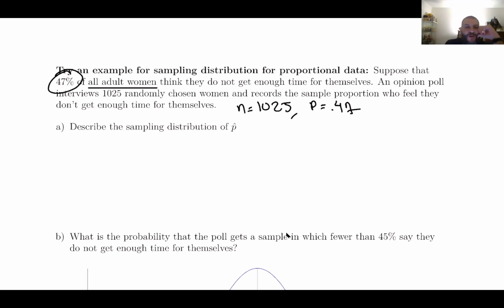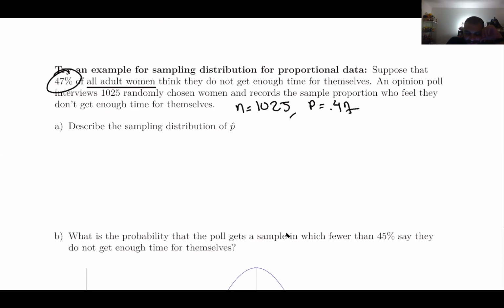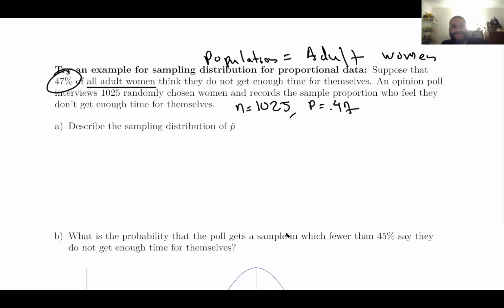In this scenario, who's my population? And this is going back to chapter 1. Perfecto. Adult women. All right, so that's my population. All right, everybody good so far on all of my notations?